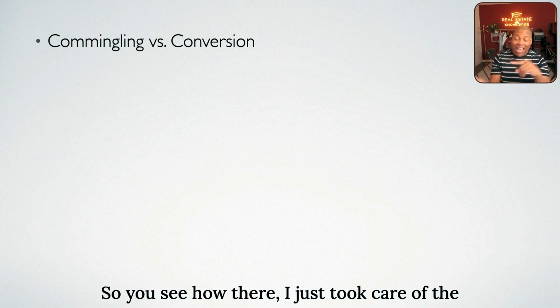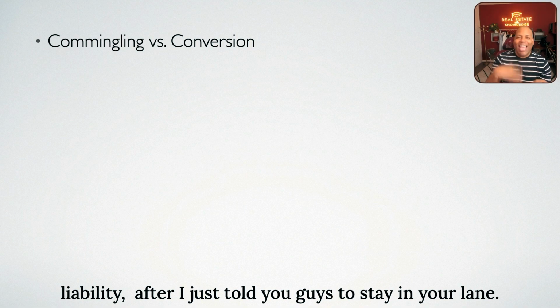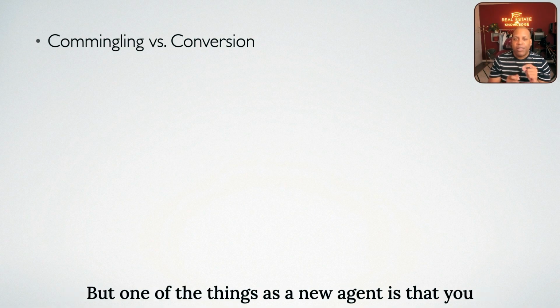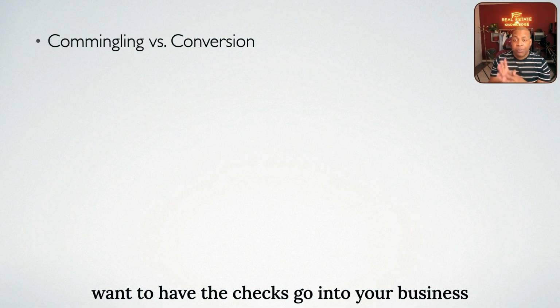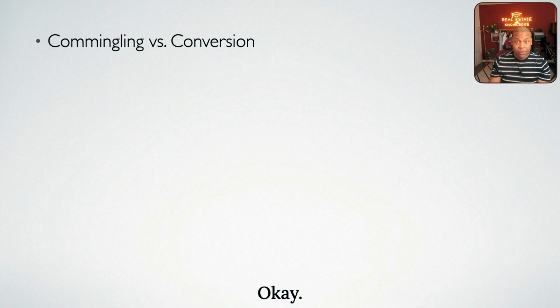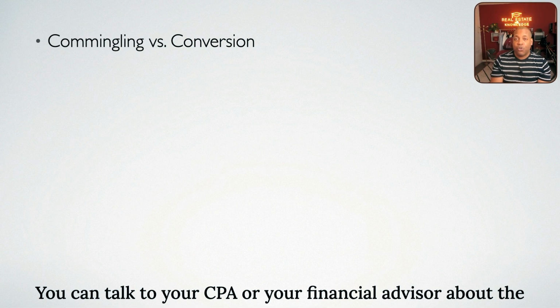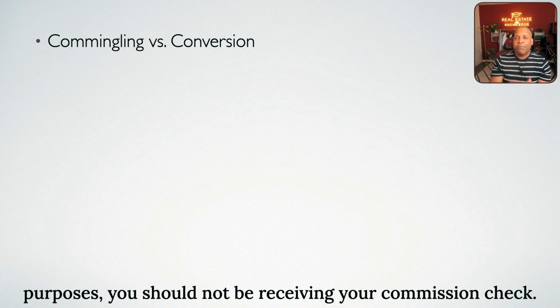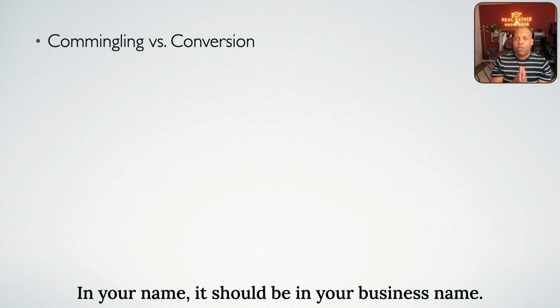So you see how I just took care of the liability, right? After I just told you guys to stay in your lane, and here I am veering a little bit off into another lane. But one of the things as a new agent is that you want to have the checks go into your business name so that you can have more write-offs. Okay, again, not a CPA. You can talk to your CPA or your financial advisor about the information that I'm giving you. But again, for entertainment purposes, you should not be receiving your commission check in your name. It should be in your business name.